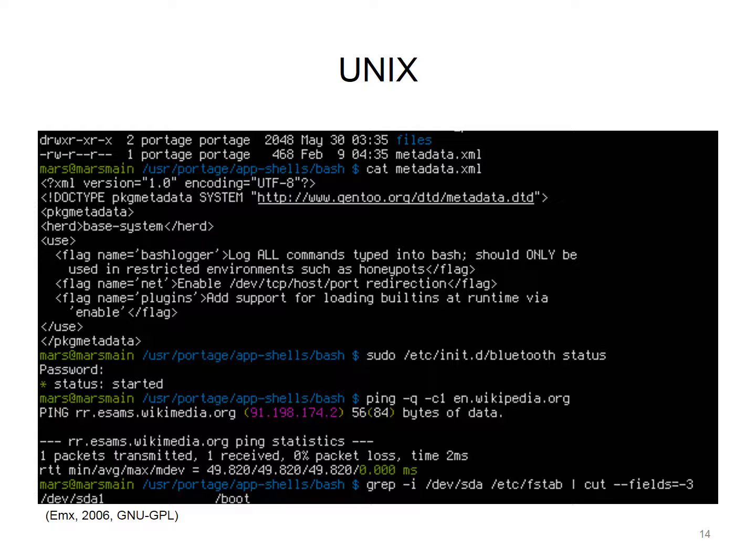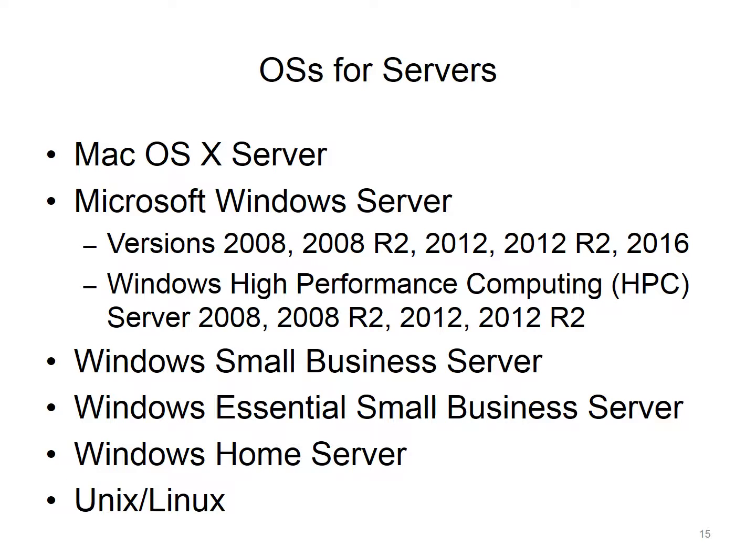These are the command lines in a Unix system. Windowing environments are available for Unix, but the command line remains available. There are many OS options available for servers. Mac OS X Server is identical to OS X for PCs, it just adds functionality needed for servers.